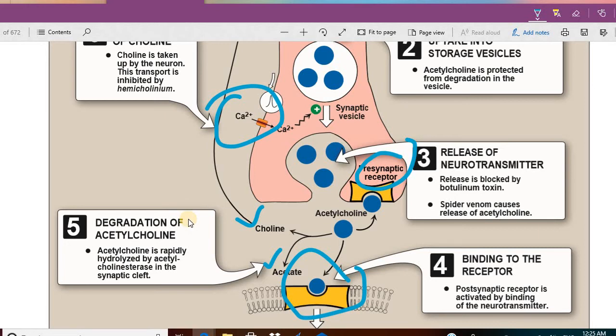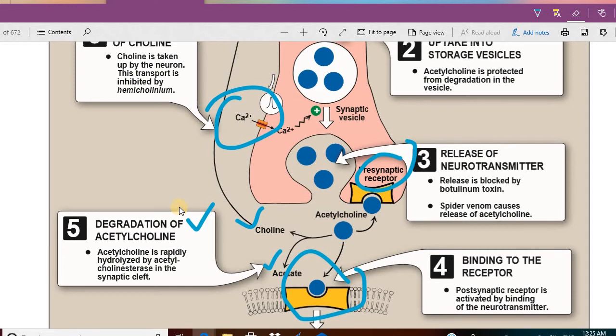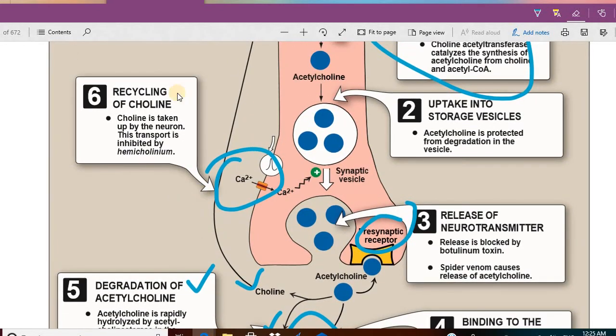So this is the fifth point, which is the degradation of the acetylcholine. Acetylcholine is rapidly hydrolyzed by the acetylcholinesterase. So this is an enzyme which hydrolyzes the acetylcholine, which is this cholinesterase. In the synaptic cleft, तो synaptic cleft में एक enzyme है जो cholinesterase है, जो acetylcholine को ब्रेक डाउन करता है और इससे कोलिन हमारे पास फिर से आ जाएगा, जिसको हम रीसाइक्लिंग कर सकते हैं. रीसाइक्लिंग ऑफ कोलिन. सो कोलिन इज टेकन अप बाय द न्यूरॉन. दिस ट्रांसपोर्ट इज इनहिबिटेड बाय द हेमिकोलिनम.